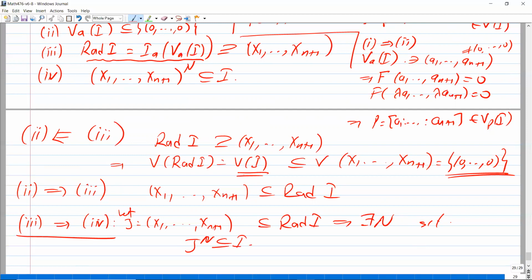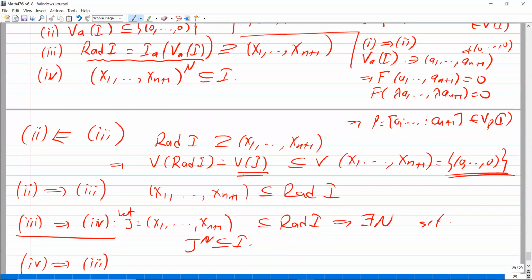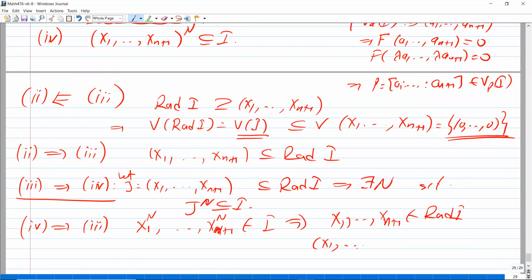And conversely, 4 implies 3. So suppose x1 to the n, ..., xn to the n, x(n+1) to the n are in I, so that means the xi's, x1, ..., x(n+1), are in the radical of I, so that in particular the ideal generated by them is a subset of the radical of I. And that's it.